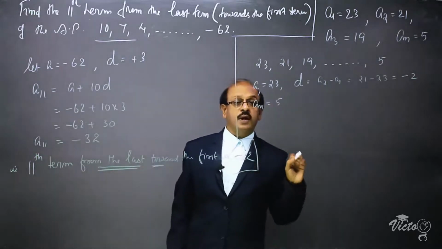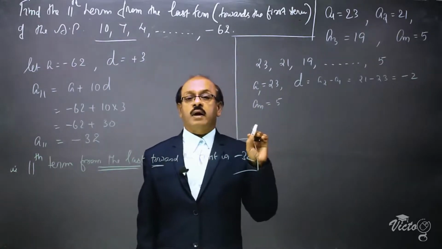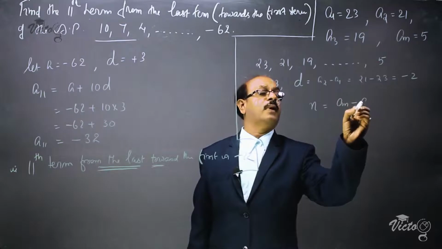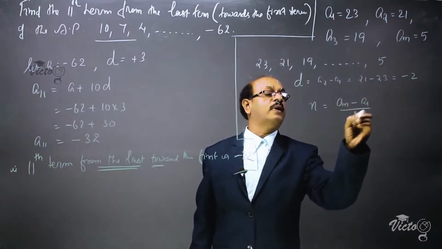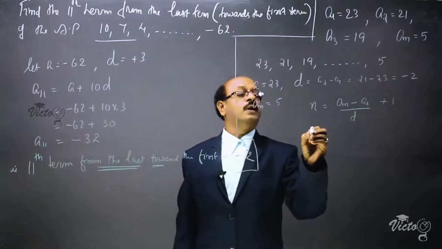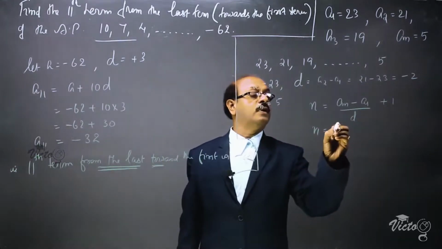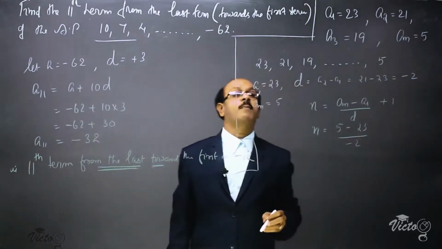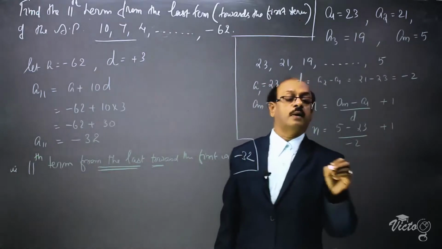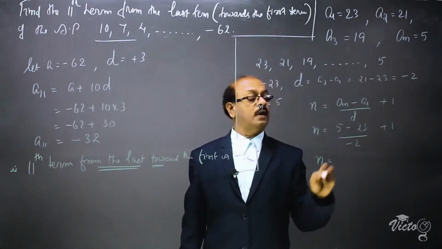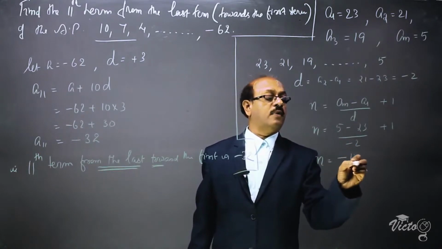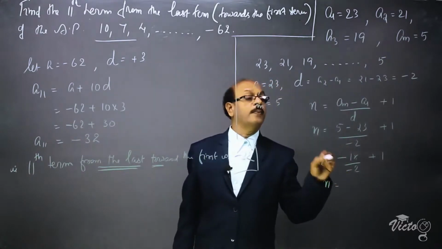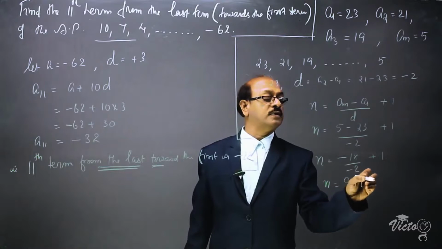Now we can use the formula to find the value of N. We have studied a formula. That is, N is equal to last term AN minus first term A1 divided by common difference D, plus 1. Now, N is equal to last term 5 minus first term 23 divided by common difference D is equal to minus 2, then plus 1. N is equal to 5 minus 23 is equal to minus 18 divided by minus 2 plus 1. Then N is equal to, minus minus cancelled, 18 by 2 is equal to 9 plus 1 is equal to 10.